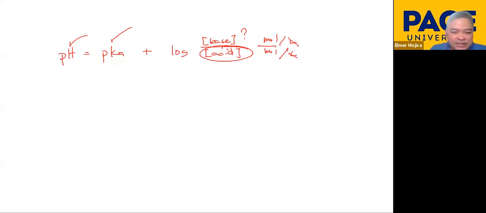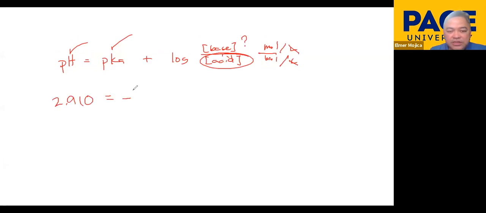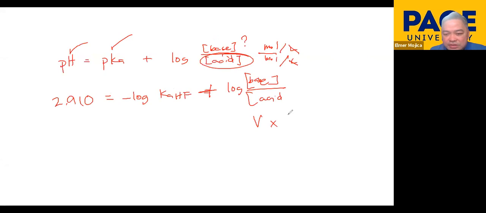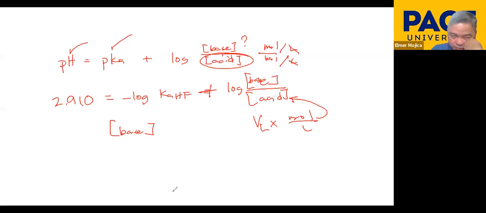So you're going to rearrange it in such a way. You have here 2.910, and then you have to get the negative log of the Ka of the HF. Okay, and then you don't know the log of the base. But you can get the moles of your acid, which is the volume times the moles per liter. So the volume should be in liters, to give you the number of moles. Once you have that, you should be able to calculate for the base. So that's how you're going to do it.